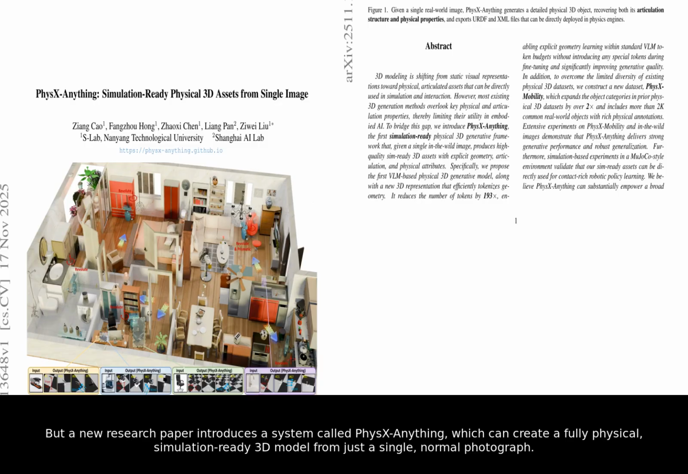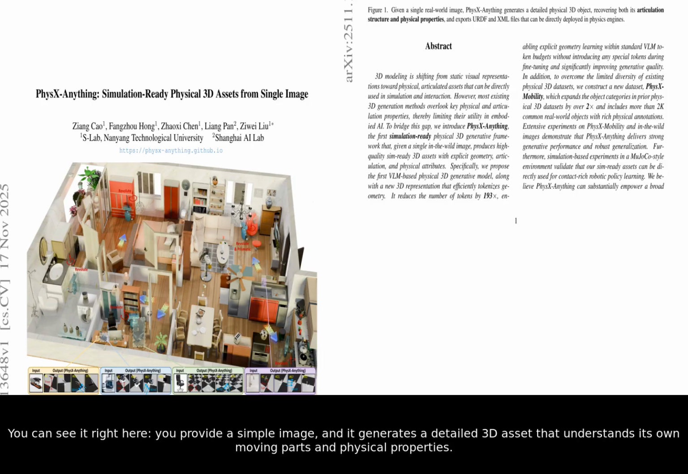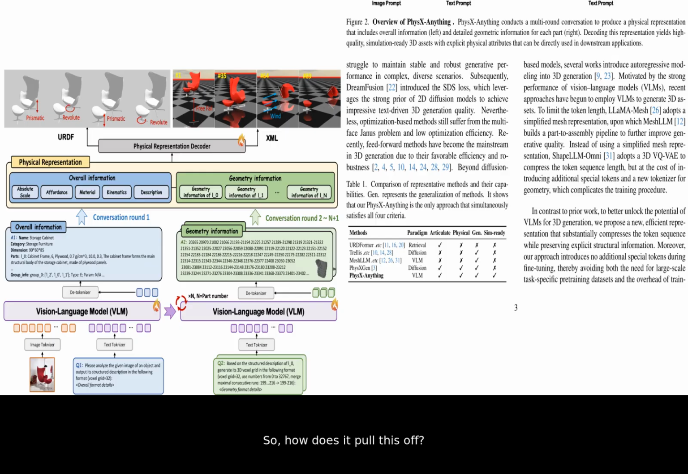But a new research paper introduces a system called PhysX-Anything, which can create a fully physical, simulation-ready 3D model from just a single, normal photograph. You can see it right here. You provide a simple image, and it generates a detailed 3D asset that understands its own moving parts and physical properties. So, how does it pull this off?